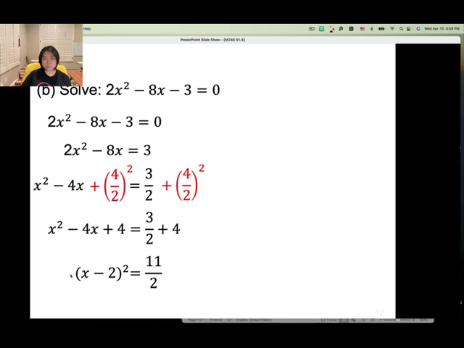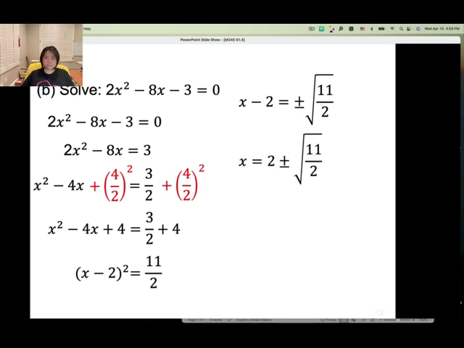And then use the square root property. Make sure you add the plus minus sign here when you take the square root for both sides. And then you're going to add 2. So that will be your final answer. This one, they want you to rationalize. So you're going to times radical 2 over radical 2 here. Make sure there's no radical in the denominator. So on the top, you're going to get square root of 22 over 2.